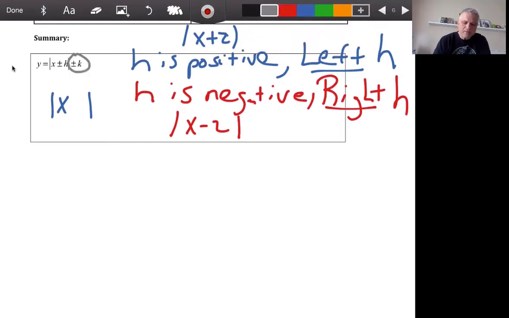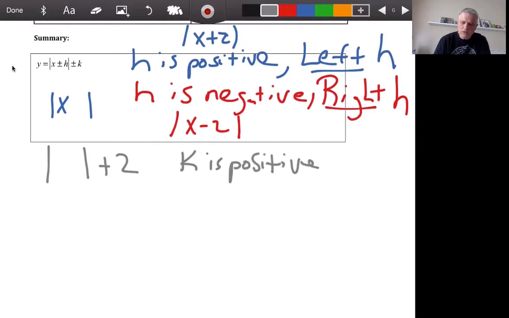Now k, if there's an absolute value and we have, say, plus 2 on the outside, that means if k is positive and we got a plus out there, then we are going up k units.